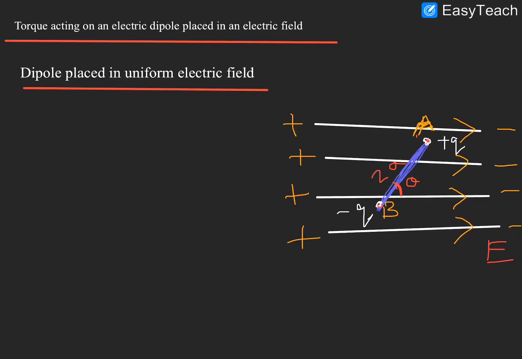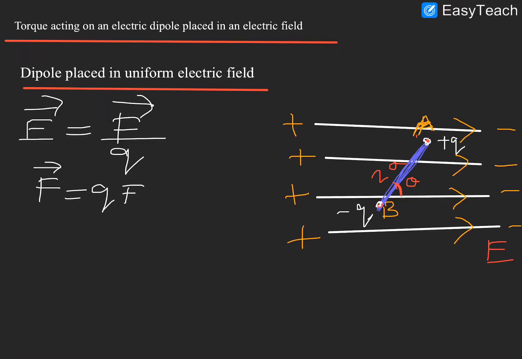From the diagram you can see that two charged particles are placed, one plus q and one minus q, which together are called a dipole. Now, when a charge is placed in an electric field, there will be a force acting on the charge, because you know that electric field is equal to force divided by charge. Then force is equal to charge multiplied by electric field.